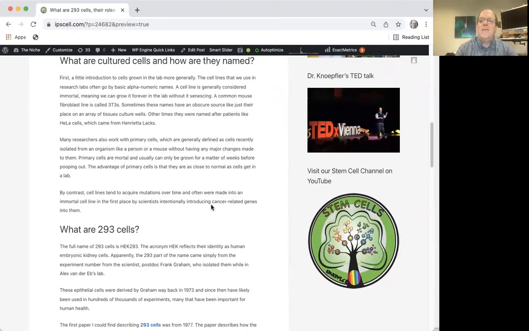It's important to point out there are two main types of cells that we grow in the lab. One type is called primary cells. These might be, for example, a skin biopsy from me that we put in a dish.